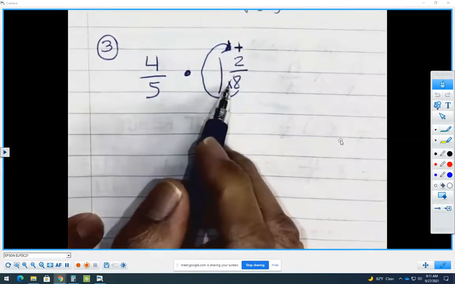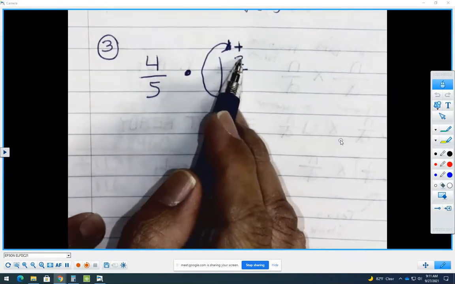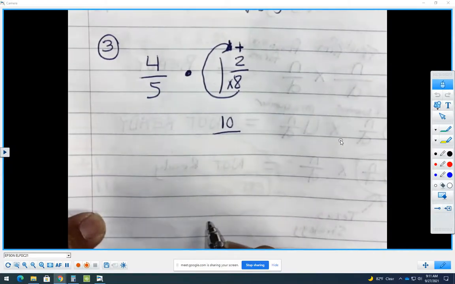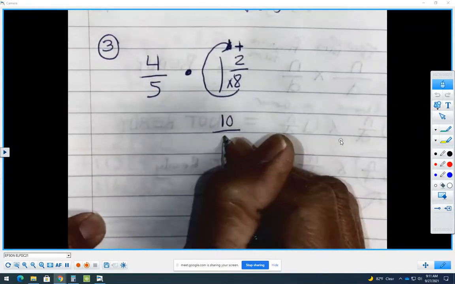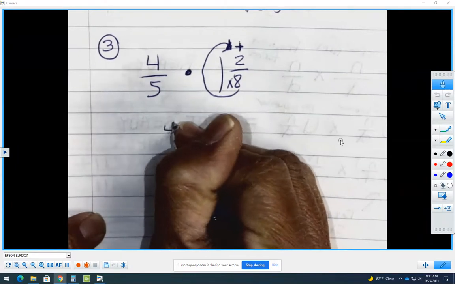So here we go. Let's go around the world. 8 times 1? 8. Plus 2? 10. Yes, I got it right. Who was always at the bottom? 8. That's improper. 10. And is that okay?